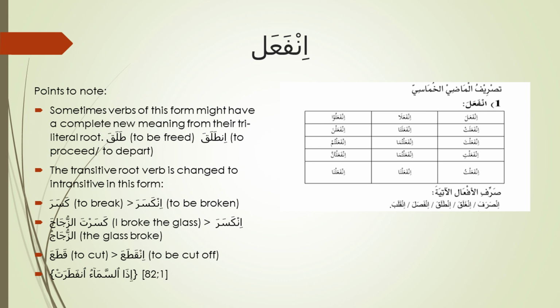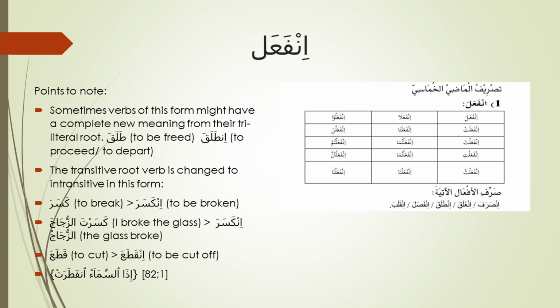Okay, going back. What is the difference between an intransitive and a transitive verb? With a transitive verb, you'll see that there is a doer of the action and an object. For example, kasartu, I broke, az-zujaja, the thing that I broke. But if I say inkasara az-zujaju, the object here is now the one doing the action of breaking. We have qata'a, to cut. If I say inqata'a, the thing is cut.